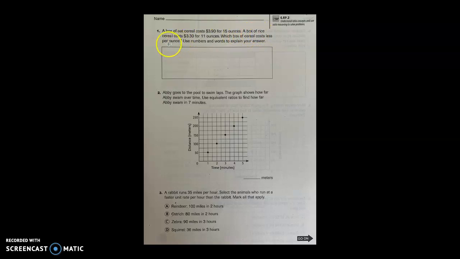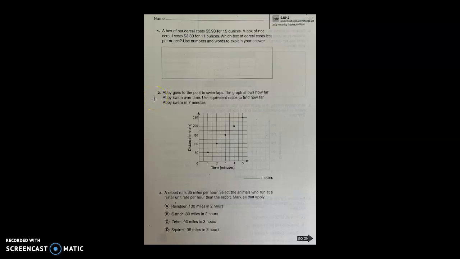Then it says a box of cereal costs $3.30 for 11 ounces. So again, in your spiral notebook, you're going to take $3.30 divided by 11 to get the cost for 1 ounce of rice cereal. Once you have both of those unit rates, you're going to compare to see which cereal costs less per ounce. So question number 1 is going to take you probably a whole page, because you have to do this division to get the unit rate, this division to get the unit rate, and then see which one is cheaper, which one costs less per ounce. Pause the video until you're ready to go to number 2.